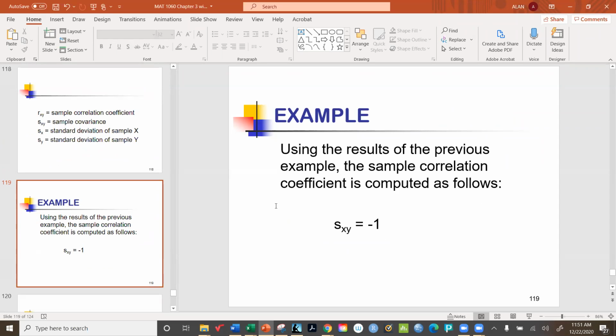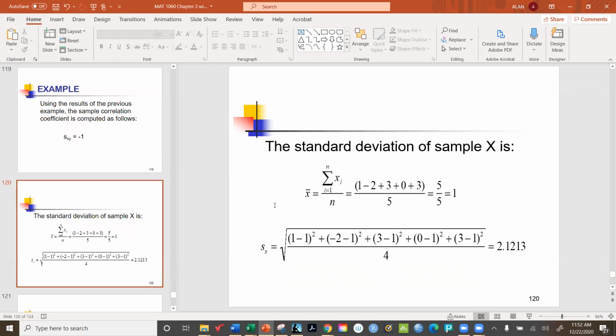Now, we're going to use this as an example. In our previous example, we found that the sample covariance was -1. Now we're going to calculate the correlation coefficient. So we have to calculate the sample standard deviation for both X and Y. Now, this we've already done. You know how to do this already.